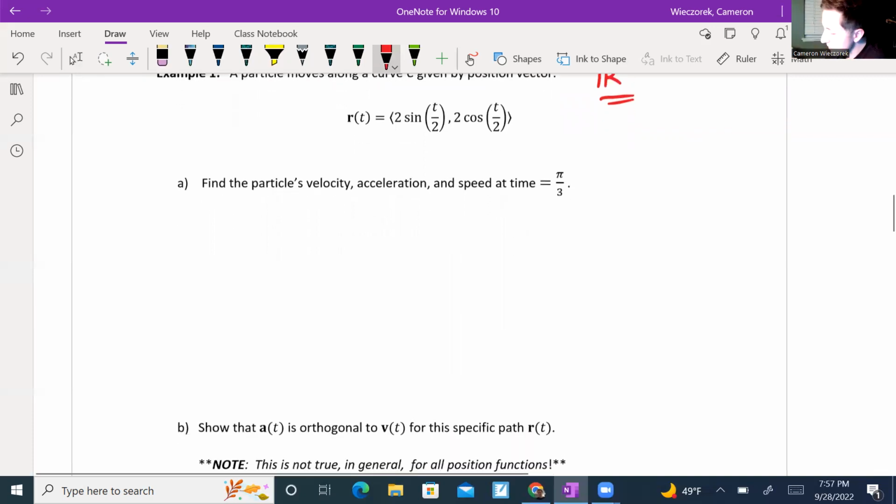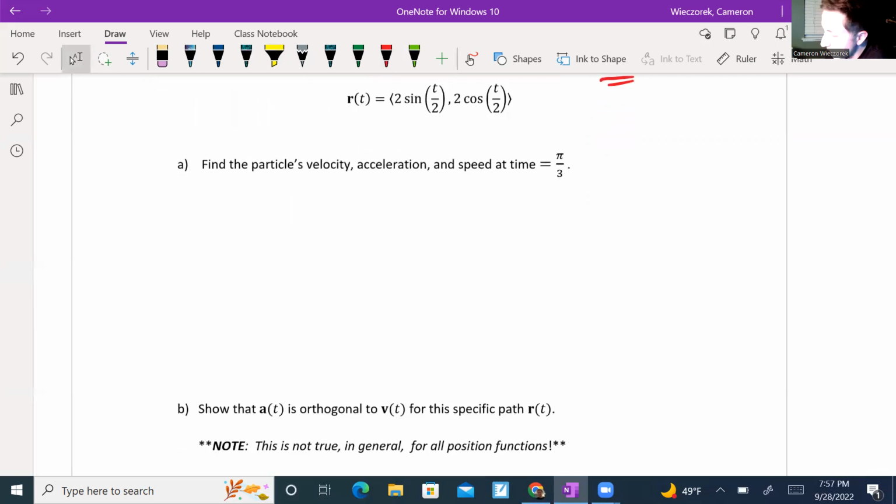Find the particle's velocity, acceleration, and speed at time pi over 3. So I'm going to start with velocity, find v of t, and then I'll plug in pi over 3. Find a of t, I'll plug in pi over 3. Find the speed. Sometimes the speed ends up being constant, so we might not have to plug in pi over 3, but we've got to look at the specific problem and see what we got.